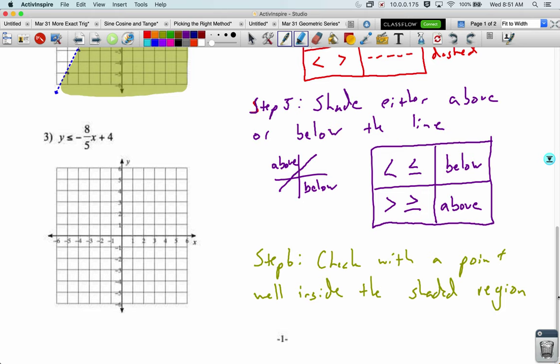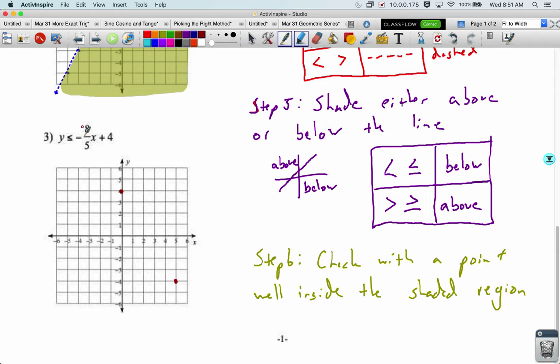Let's practice again with number 3. Y-intercept of 4, I put a point at 4. The slope is negative 8 over 5, so I'm going to go down 5, right 8. 1, 2, 3, 4, 5, 6, 7, 8. 1, 2, 3, 4, 5. Rise over run. So I go down 8 over 5. Those are the only 2 points that fit on there.